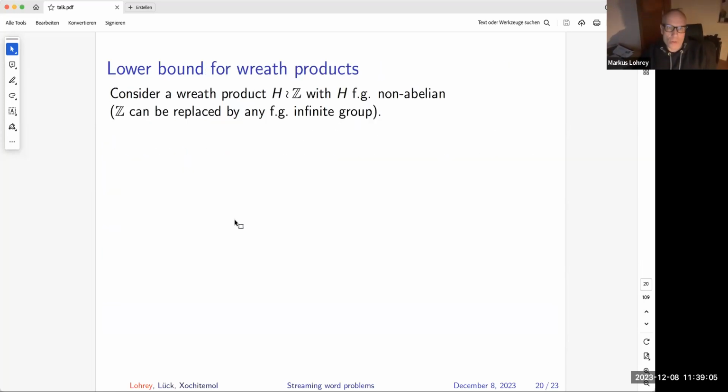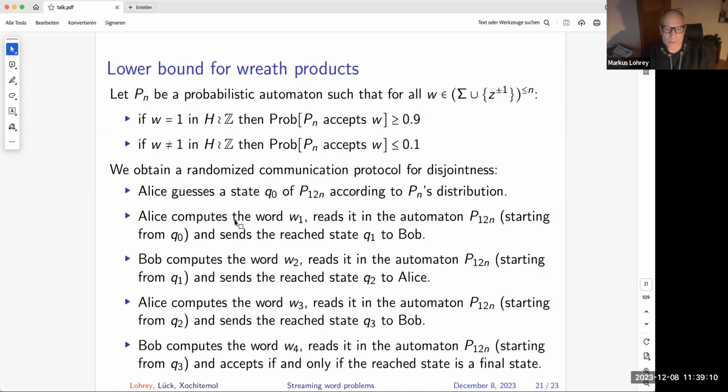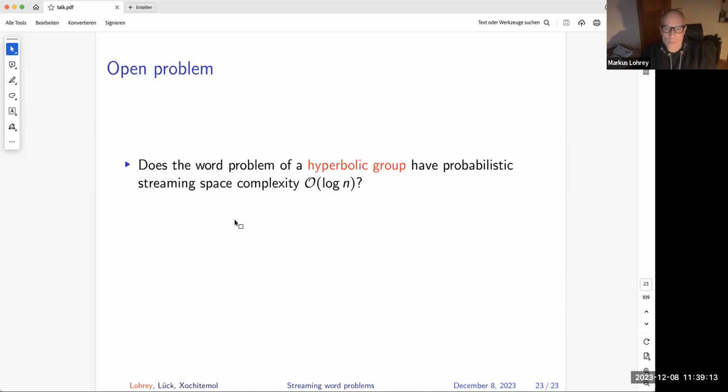Okay, then let me conclude. So this is the proof, but again, I will of course jump over it, and let me come up with some open problems. I think probably the most interesting problem is whether hyperbolic groups have probabilistic streaming space complexity big Omega of log n. Another interesting case might be Baumslag-Solitar groups, non-solvable Baumslag-Solitar groups. Solvable Baumslag-Solitar groups are linear, so we have a log n space probabilistic streaming algorithm for the word problem. But for non-solvable Baumslag-Solitar groups, I don't know.